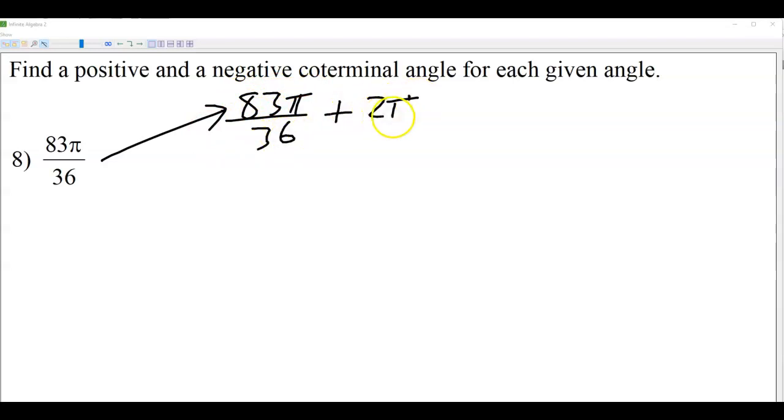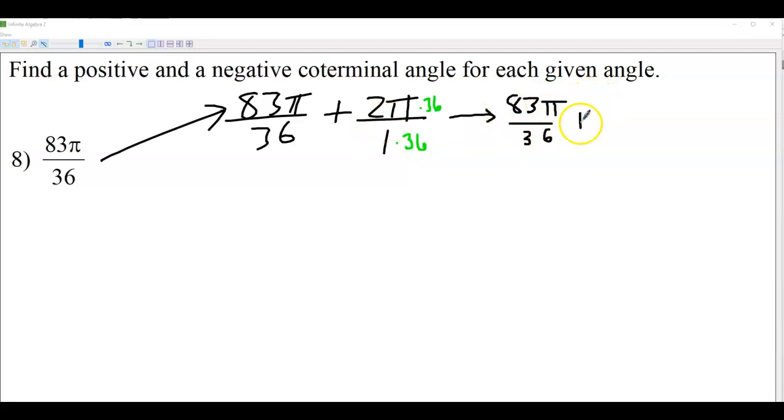So to get your positive, we're going to take the 83 pi over 36 and we're going to add to it 2 pi. Okay? Now to do that though, we're going to need a common denominator. The common denominator for 1 and 36 is 36, so I'm going to be multiplying the top and the bottom by 36, which will cause the following. The first fraction is going to stay the same because I didn't multiply it by anything. But the second fraction now will be 72 pi over 36.